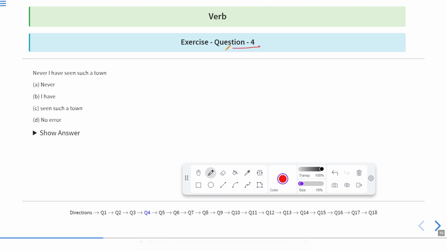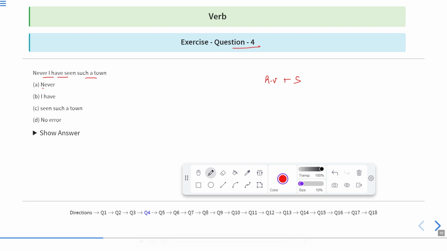This is question number 4. Never I have seen such a town. Now, whenever we begin a sentence using a negative adverb, in that case, we follow the rule of inversion, in which a helping verb comes prior to the subject. This is the rule. Okay.